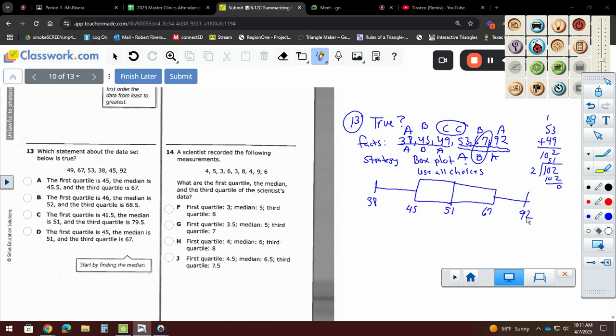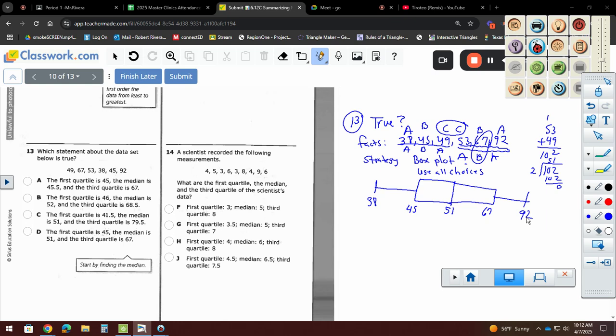Camila, choice C. The first quartile is bad? And that's it? Both first and third. Median is good, but first and third is bad. Fatima, choice D. Is that the perfect one? Yes, the answer is D.